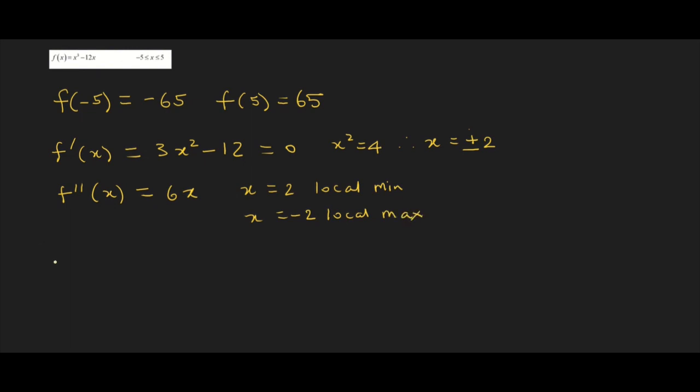Now we need to compare these with the endpoints to see if these are global maximum or minimum points. So the value of f when x equals 2 is minus 16, and the value of f when x equals minus 2 is equal to plus 16. So we see that these are local minimum and maximum points, with the global maximum and minimum points being at the endpoints.